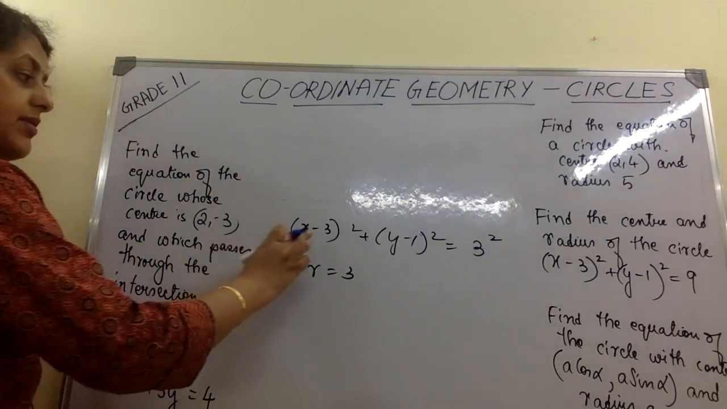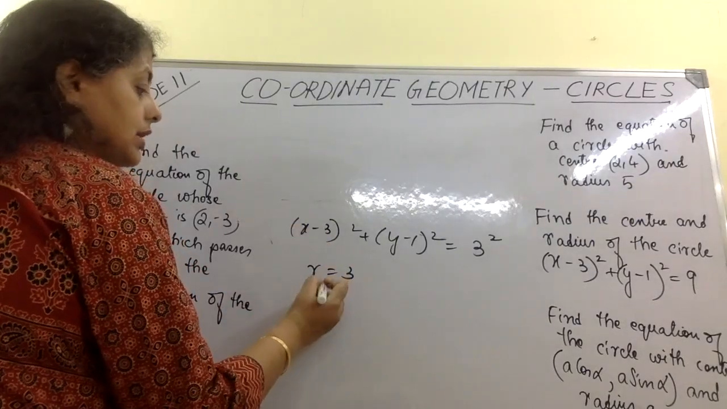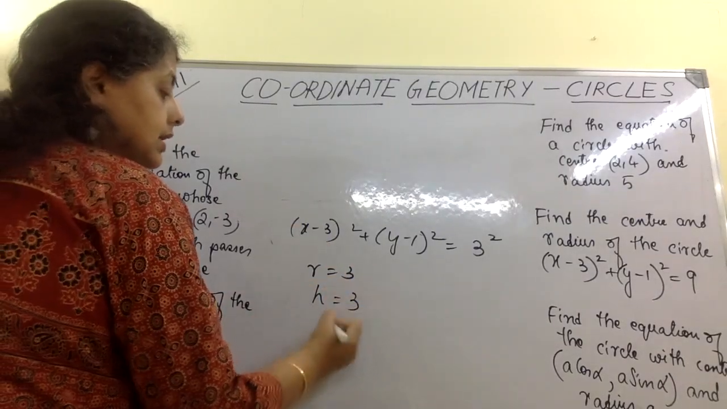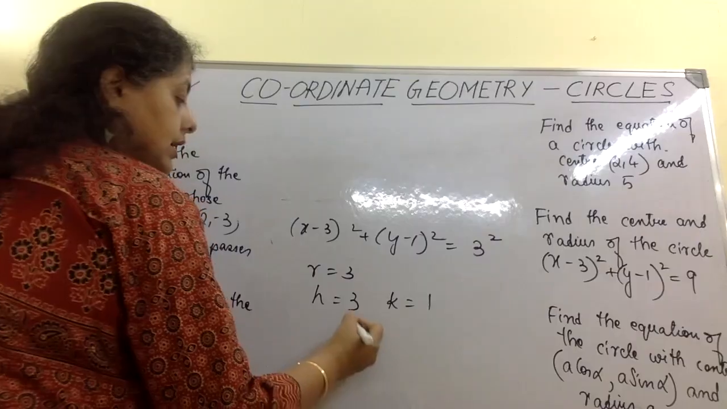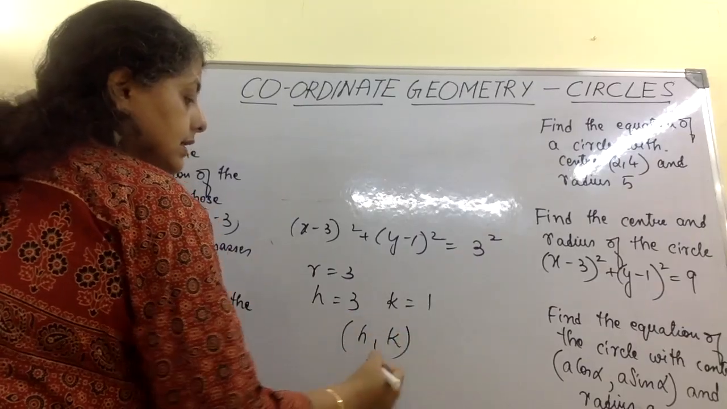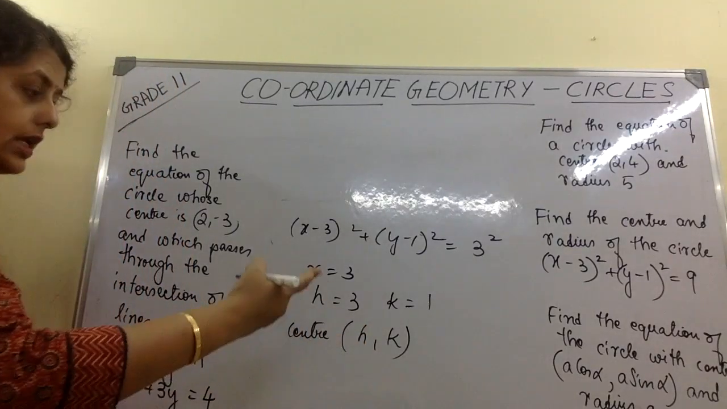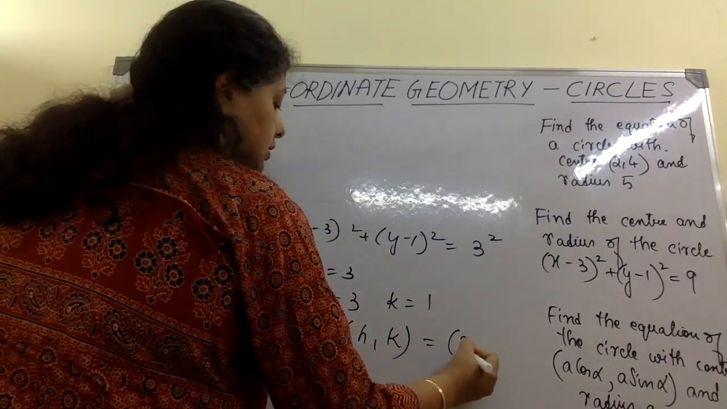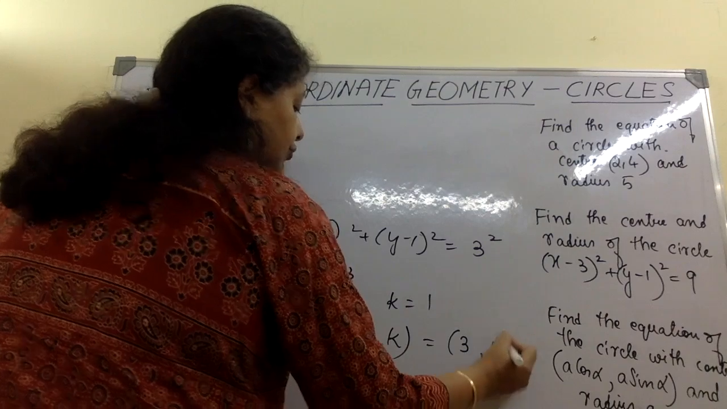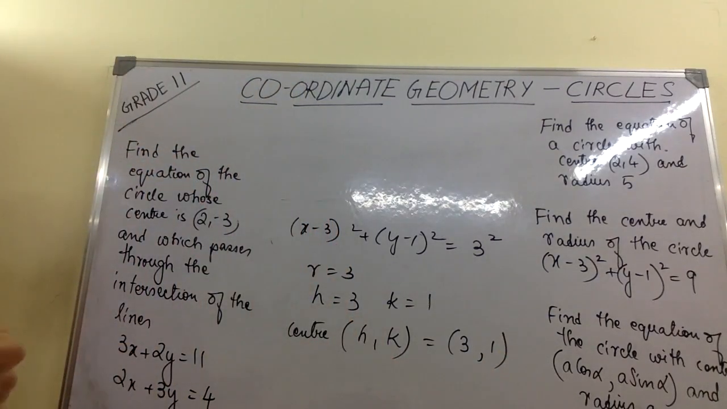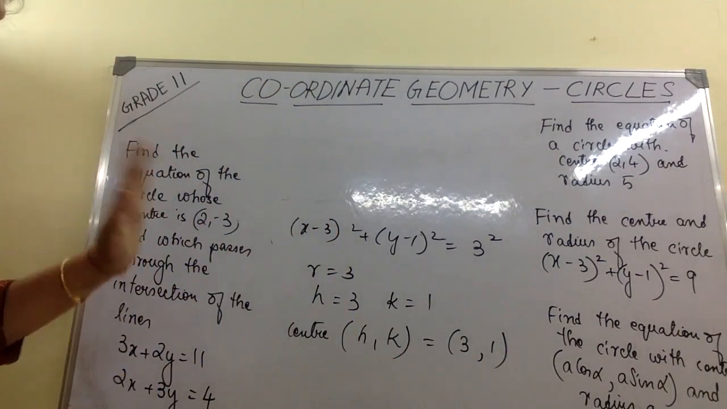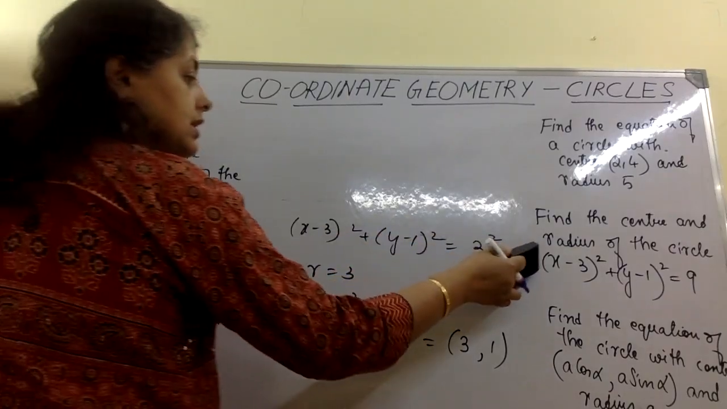And here remember we had a minus in the formula. So h is 3 and k is 1. So the center is at (h, k), which is equal to (3, 1). Okay, so center is (3, 1) and radius is 3 for this question. So this one is the reverse of this.